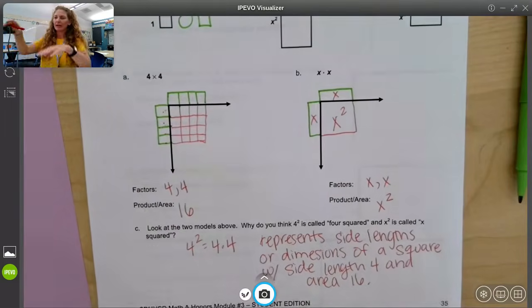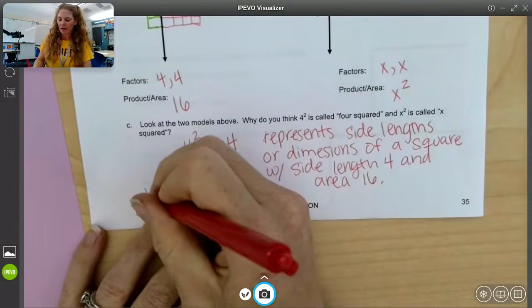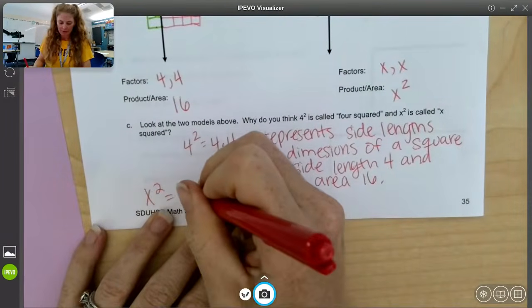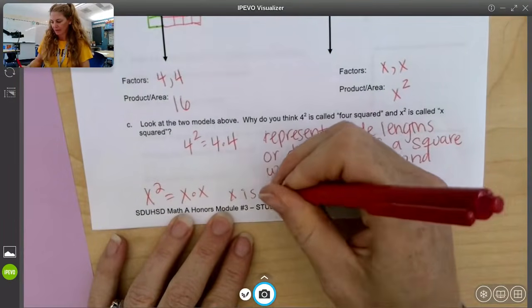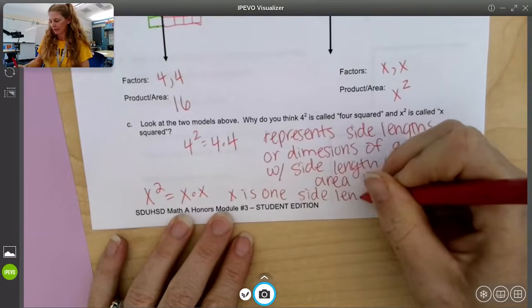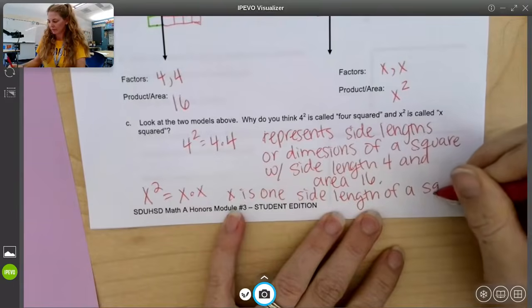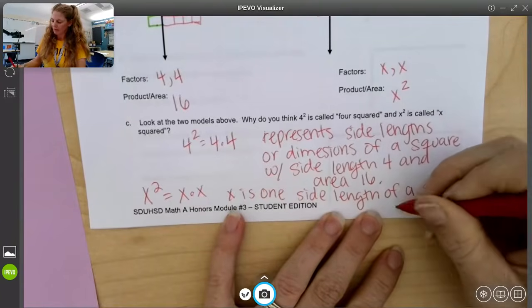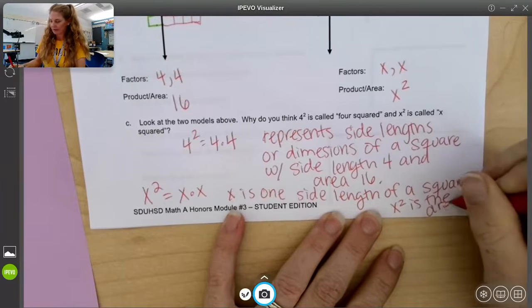Very similarly, x squared, which is equal to x times x, x is 1 side length of a square. X squared is the area.